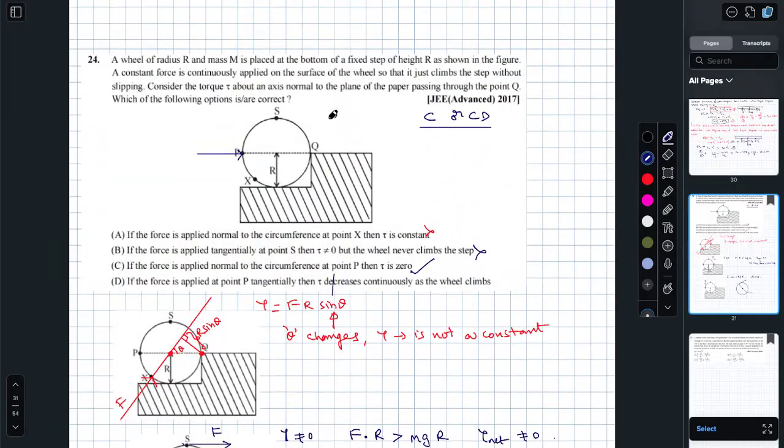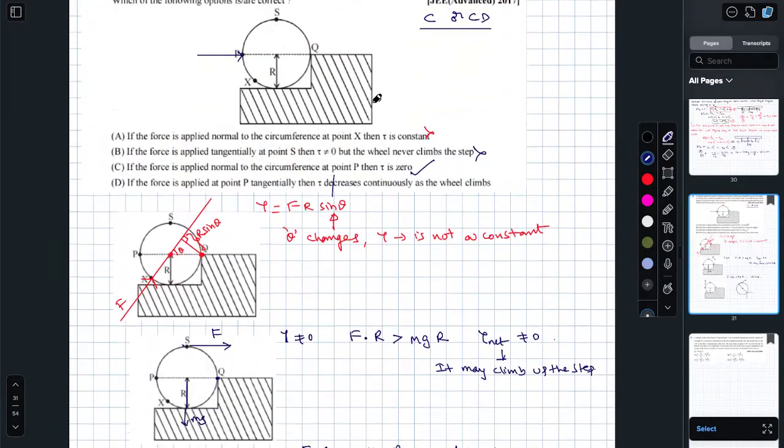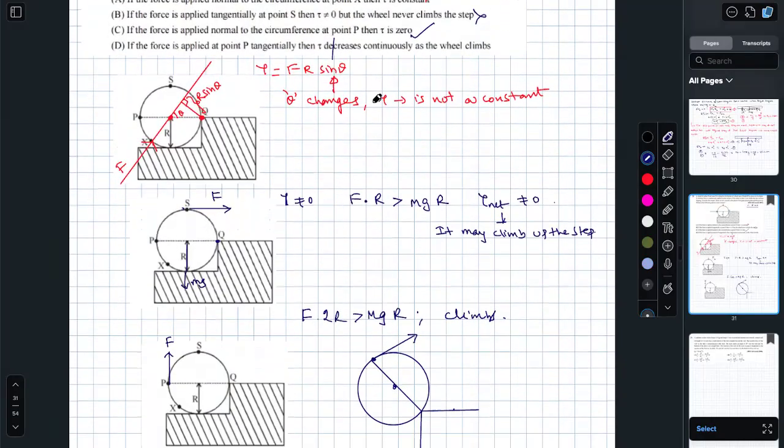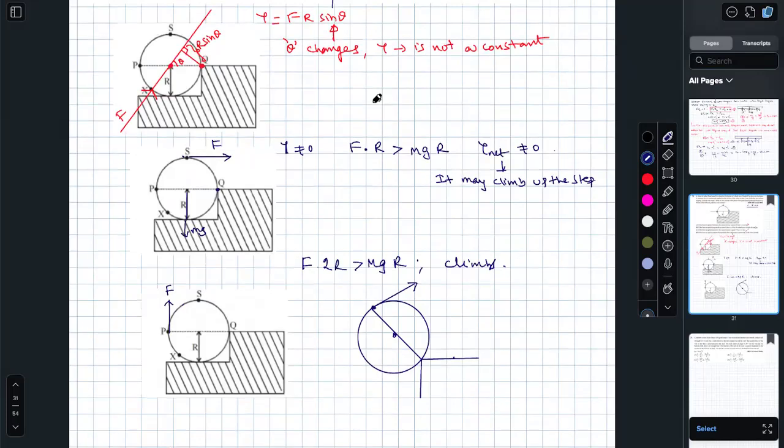Consider the torque tau about the axis normal to the plane of the paper passing through the point Q. Which of the following options is/are correct? So "decreases continuously as the wheel climbs up" is not correct.